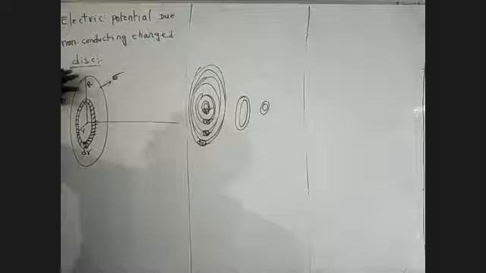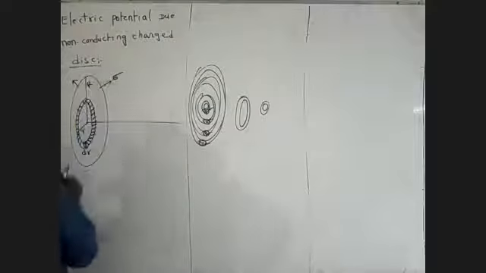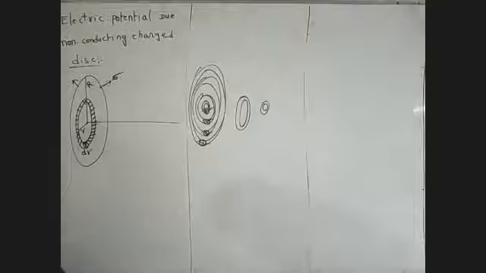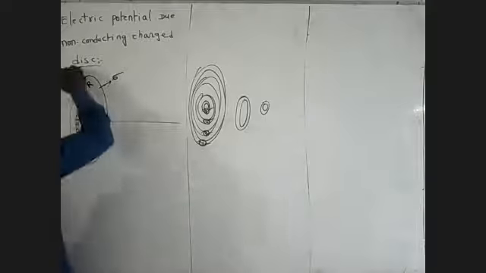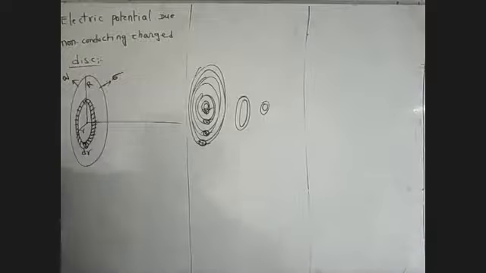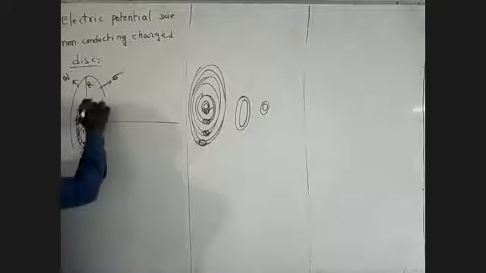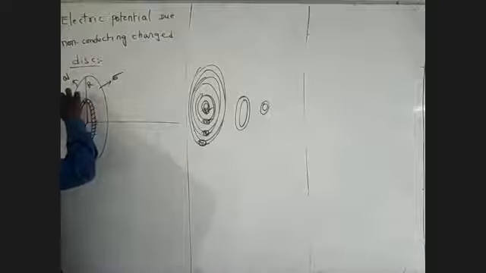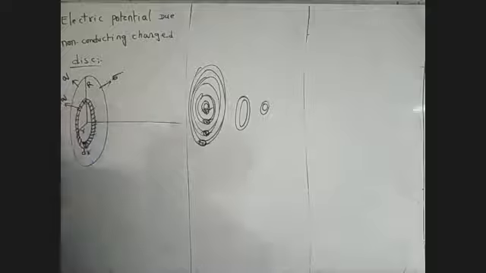And this disk has a total charge Q. This is a small element, and the small element has charge dq. The total non-conducting charged disk has charge Q, and the small element of charge has charge dq.